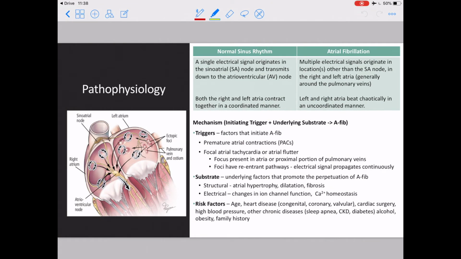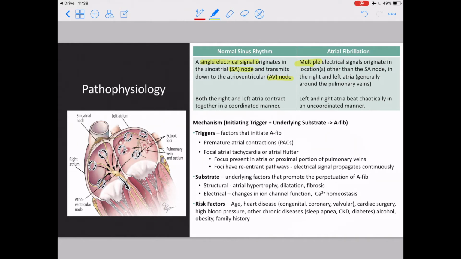So let's talk a little bit now about the pathophysiology of what's actually going on inside the heart. In a normal sinus rhythm, you'll have a single electrical signal that originates in the SA node and then transmits down to the AV node. This will have the right and the left atria contract together in a coordinated manner and then pass on to the ventricles.